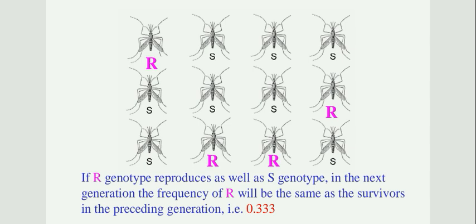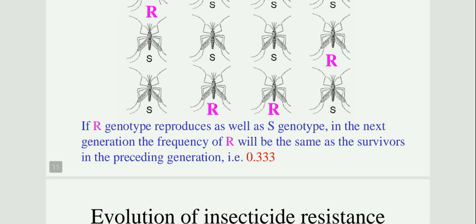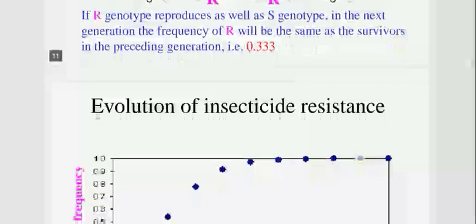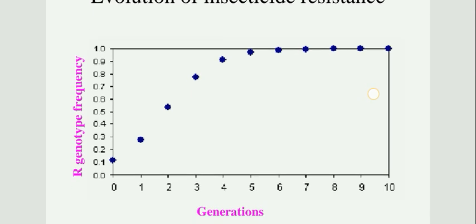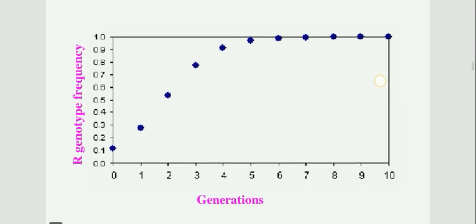Evolution of insecticide resistance. If the R genotype reproduces as well as the S genotype, in the next generation the frequency of R will be the same as the survivors in the preceding generation, that is 0.333. R genotype frequency across generations.